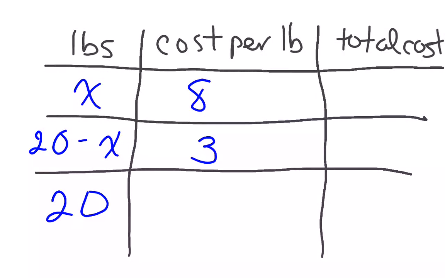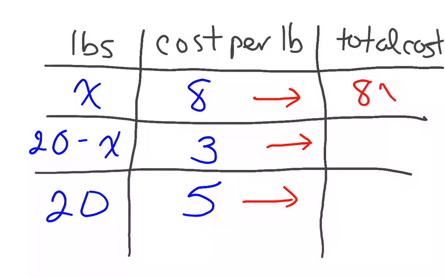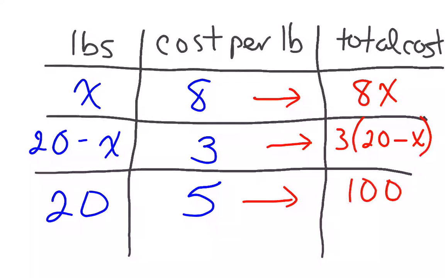Now, how do we work this chart? Oh wait, we have one more piece of information. The mixture is going to sell for $5 per pound. So how do I fill out the rest? Well, we multiply going straight across to get that last column. So x times 8 is 8x. Then this one is 3 times that quantity, so 3 times 20 minus x. And then 20 times 5 is 100.